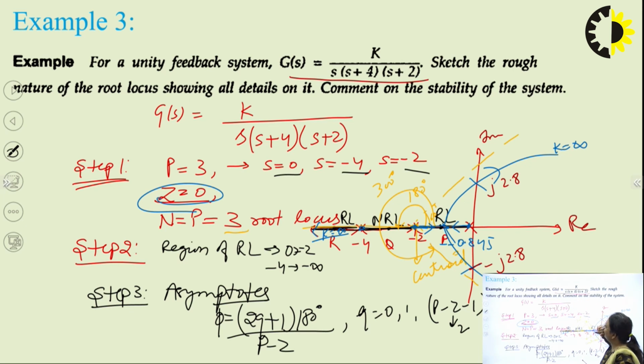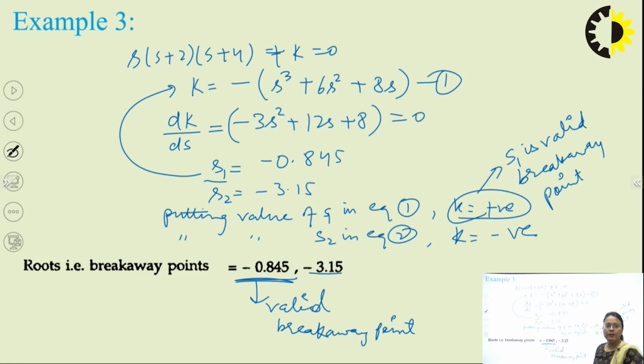So now this will be the final root locus for this unity feedback system having this gain. In this way you can draw the root locus of any given closed loop system. That's all for today. Thank you so much.